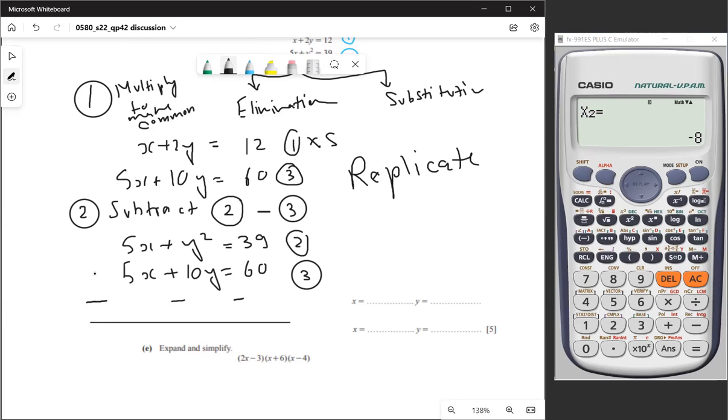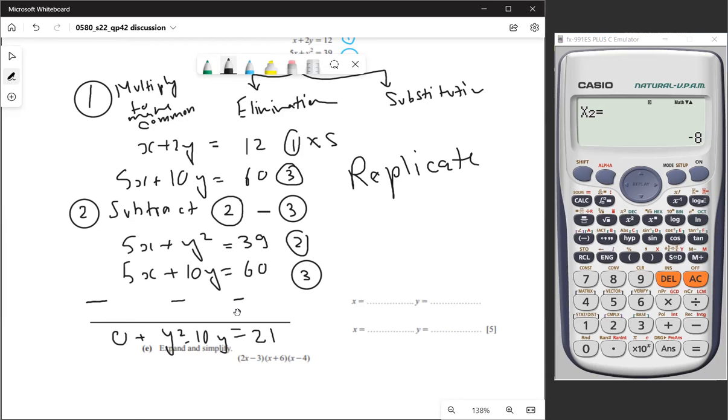Put the minus below it. Don't put it here. Okay. So 39 minus 60 is going to be how much? 11. 21. Now we'll get y squared minus 10y. And I'll get 5x minus x, which is 0.